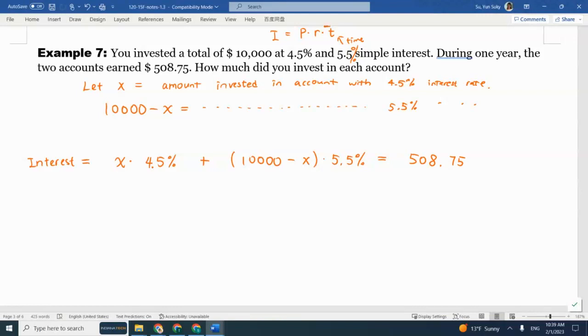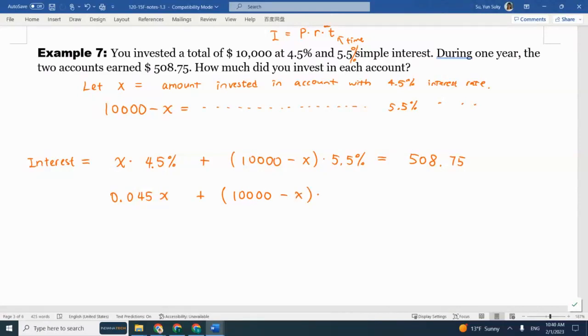So far, so good, everybody? Okay, we're going to calculate it. What is 4.5%? 0.045. Yes. And usually, when you multiply x and a number, you put the number in front of x. That's usually what we do. Usually when we see something times x, we put the number in front of it. Okay, and then this is 10,000 minus x.